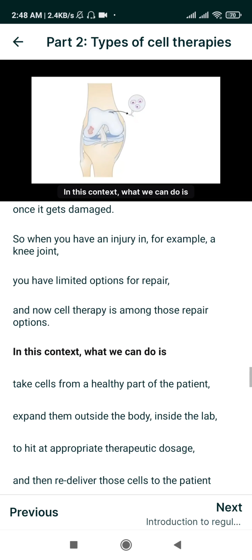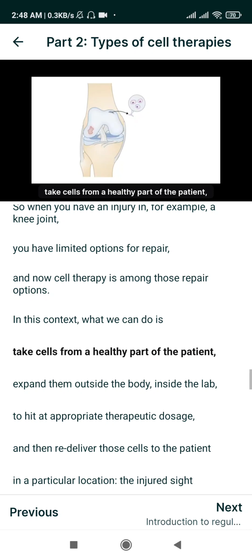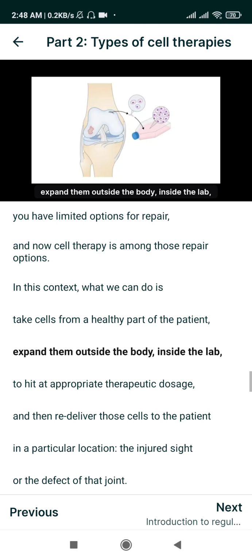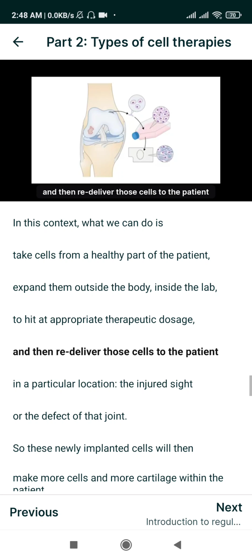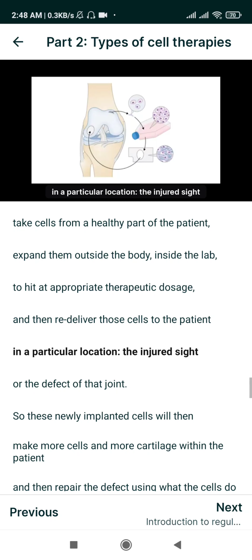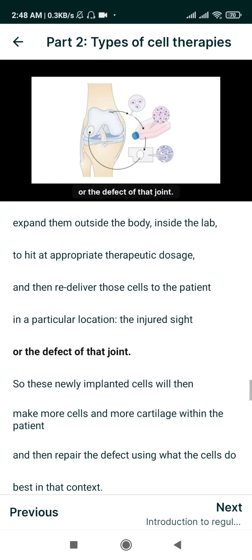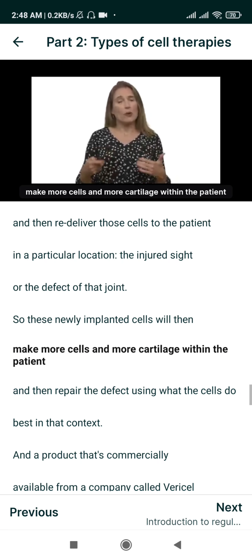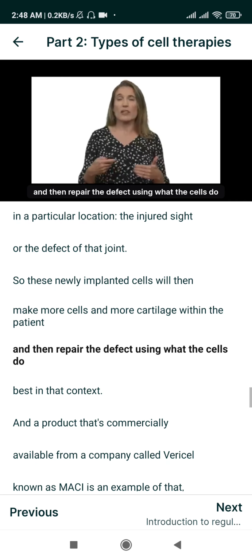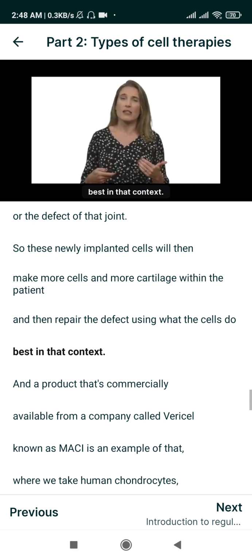In this context, what we can do is take cells from a healthy part of the patient, expand them outside the body, inside the lab to hit an appropriate therapeutic dosage, and then re-deliver those cells to the patient in a particular location, the injured site or the defect of that joint. So these newly implanted cells will then make more cells and more cartilage within the patient and then repair the defect using what the cells do best in that context.